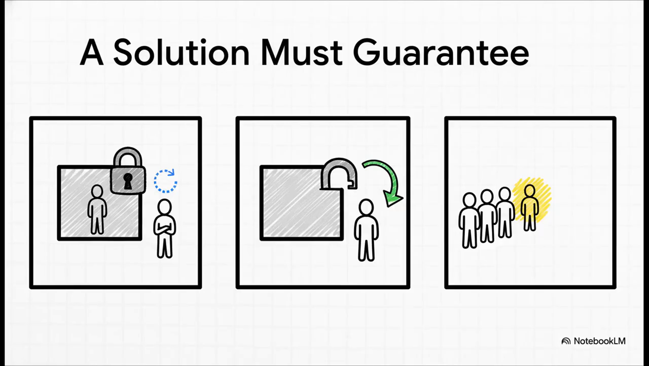Now, any good solution to this problem has to guarantee 3 non-negotiable things. First, mutual exclusion. That's the obvious one, only one process at a time. Second is progress, which just means if the room is empty, you can't just block someone from entering for no reason. And third, bounded waiting, which is super important. It ensures no process waits forever while others keep cutting in line. It's all about being both safe and fair.